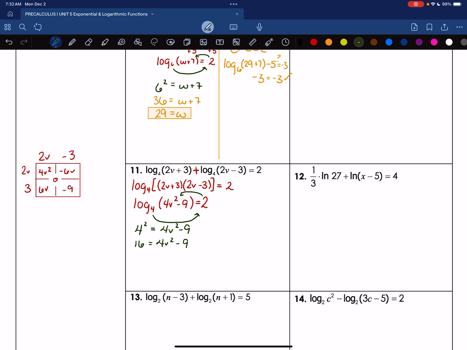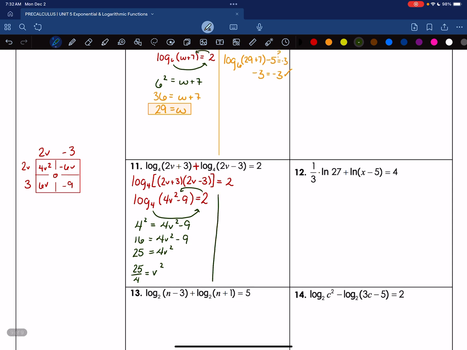And now let's go ahead and solve. I will want to add 9 on each side. That gives me 25. And then divide by 4. Well, it doesn't divide nice and evenly. And then take the square root on each side. Let me finish my work over here. That gives me 5 over 2 equals v.